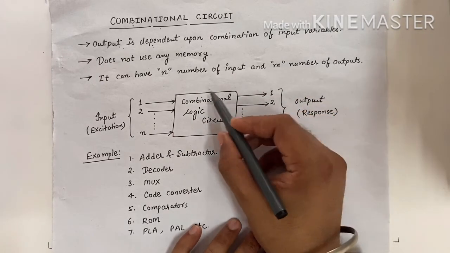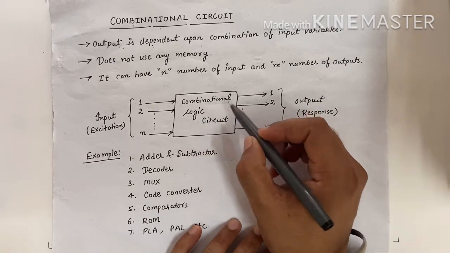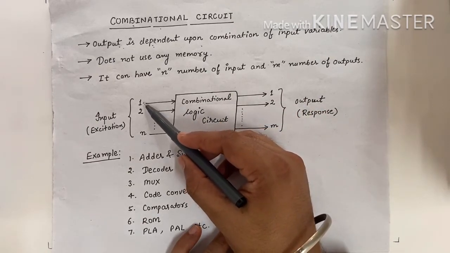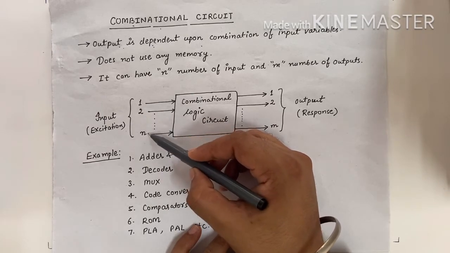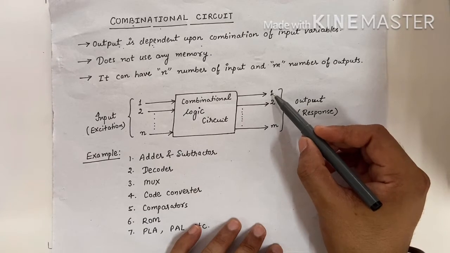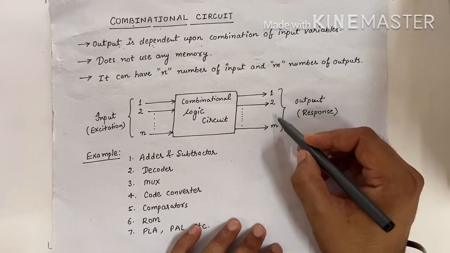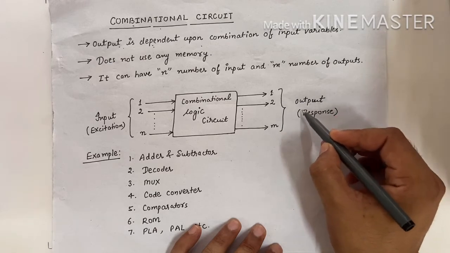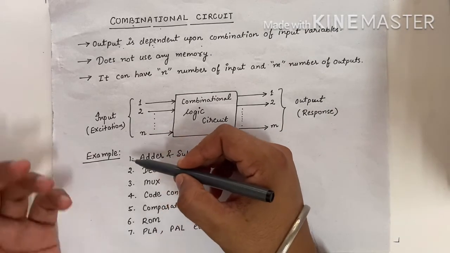Suppose this is the block diagram representation of a combinational circuit. In this we can see that there are n number of inputs, 1, 2 up to n. And here we can see there are m number of outputs, that is 1, 2 up to m. The output is also called the response and the input is called the excitation.